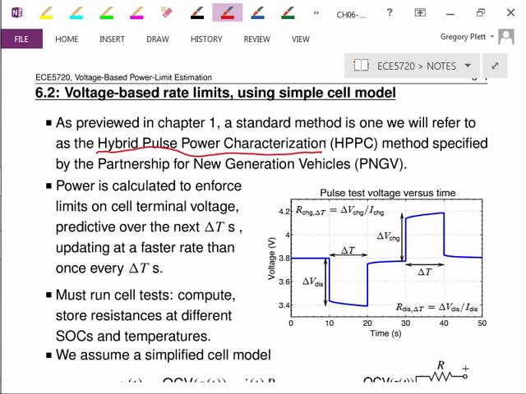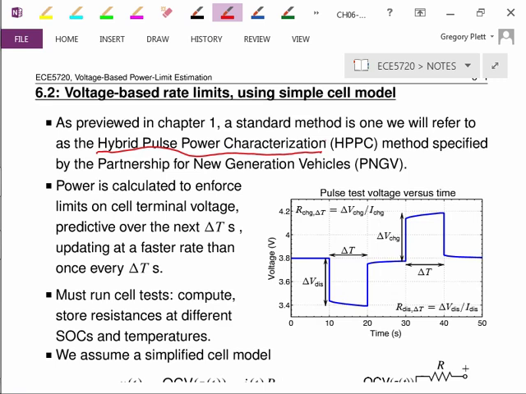The idea is to come up with an equivalent cell resistance over a time horizon delta t, and then use that resistance with a V equals OCV minus IR, very simple cell model, to predict the kind of power that I could withdraw from the cell or put into this cell over delta t seconds and not cause an excess voltage.